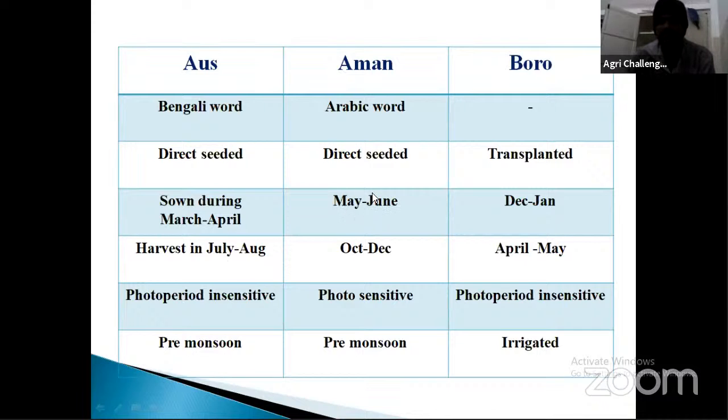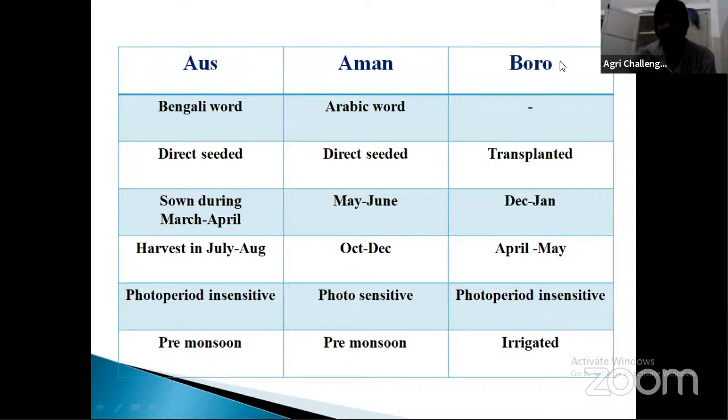Aman rice is sown during May and June and harvested during October to December, and Boro rice is sown during December to January and harvested during April to May. These sowing and harvesting months are very important from an exam point of view. They might confuse you by giving a harvesting month, like As rice is harvested during July and August.